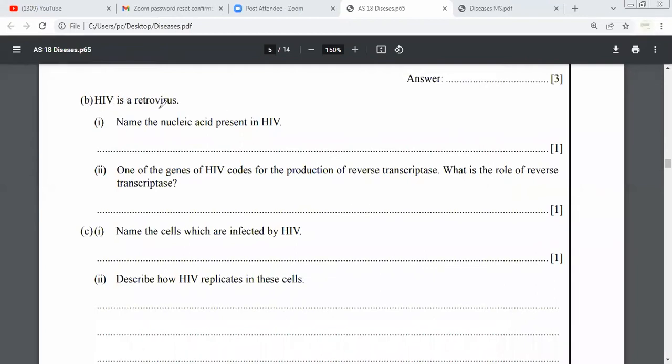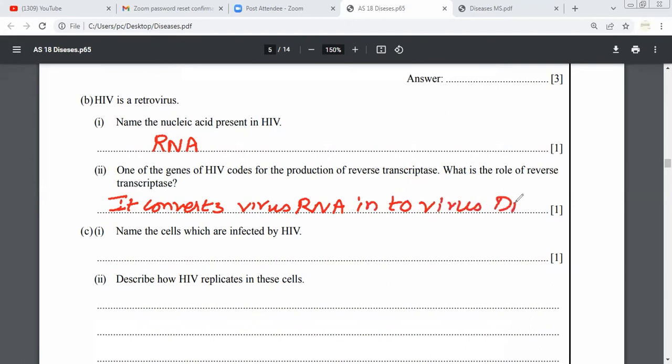Okay, HIV is a retrovirus. Name the nucleic acid present in HIV: RNA. One of these genes of HIV codes for the production of reverse transcriptase. What is the role of reverse transcriptase? It converts virus RNA into virus DNA for replication.